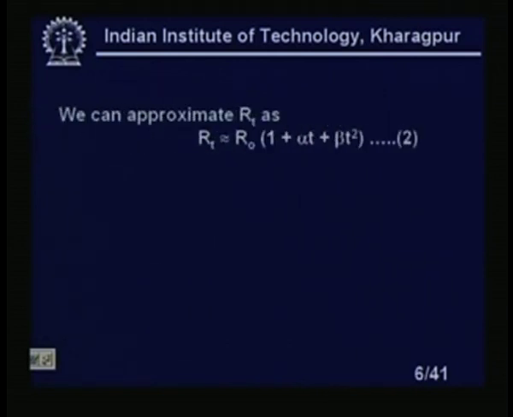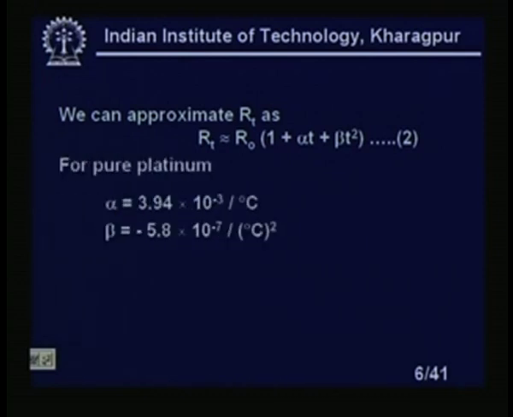We can approximate R_T as R_T equal to R naught into 1 plus alpha t plus beta t square. This is equation number 2. For pure platinum, alpha equal to 3.94 into 10 to the power minus 3 per degree centigrade, and beta equal to minus 5.8 into 10 to the power minus 7 per degree centigrade square. The equation is nonlinear. Equation 1, which we have discussed, is also a nonlinear equation. Obviously, if you take alpha, beta, gamma, it is nonlinear.